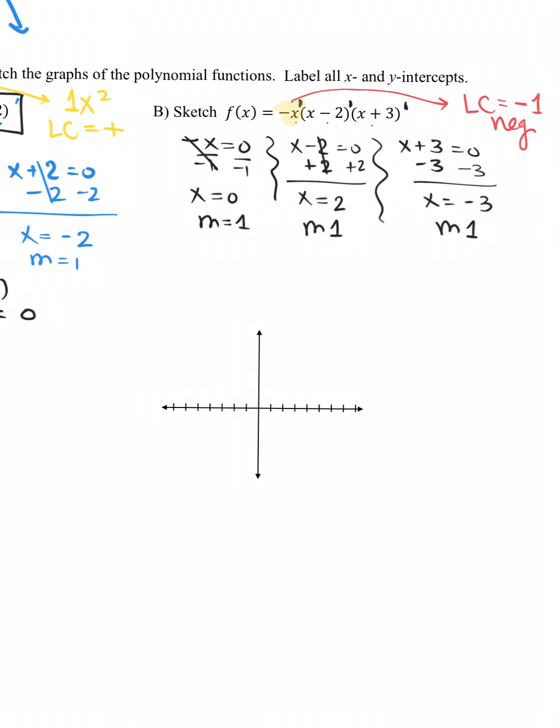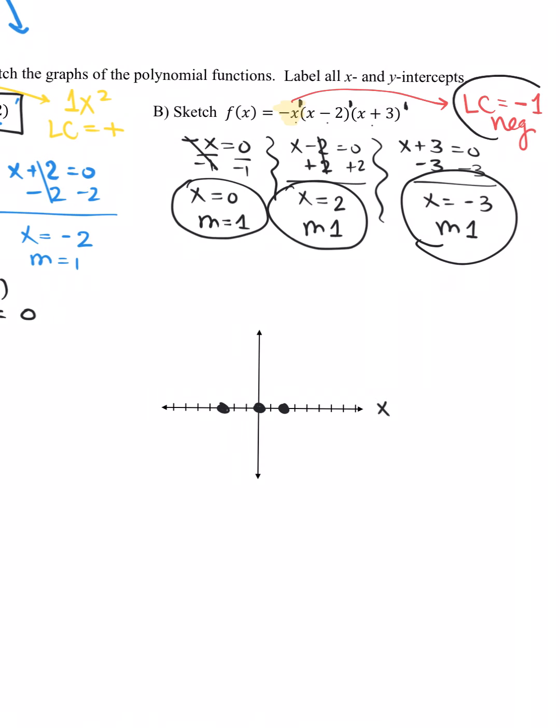Okay, so let's get my points on here. I have x equal to 0, so that's right here. I have x equal to 2, and x equals negative 3. All right, so I have no bounces, right? That doesn't mean the graph never turns, it just doesn't reflect off of the x-axis. And I know the right-hand side has to go down, because my leading coefficient is negative.